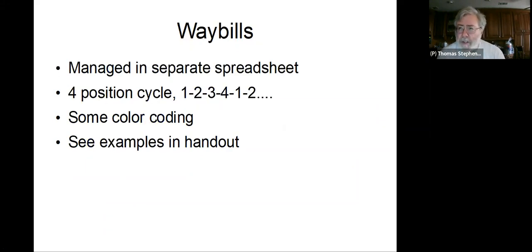We use waybills. They're the 4-position cycle, 1, 2, 3, 4, 1, 2, 3, 4. There's some color coding, but not a lot. Again, I've got examples and I'll show you the examples when we get down there. In fact, if you want, I can let you see the spreadsheets in action.